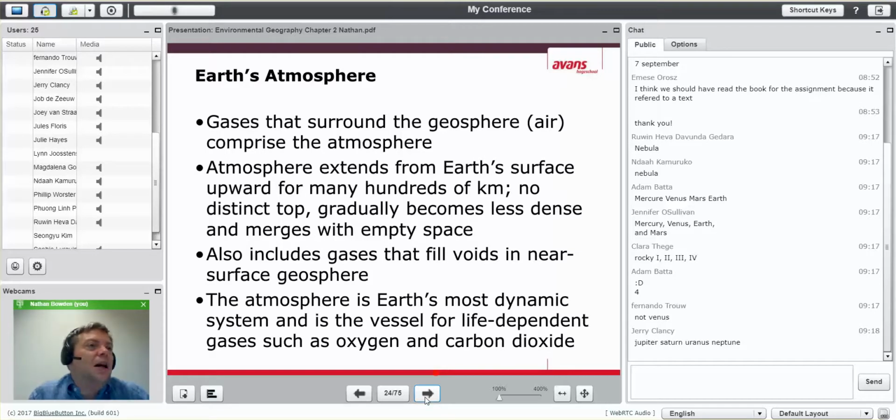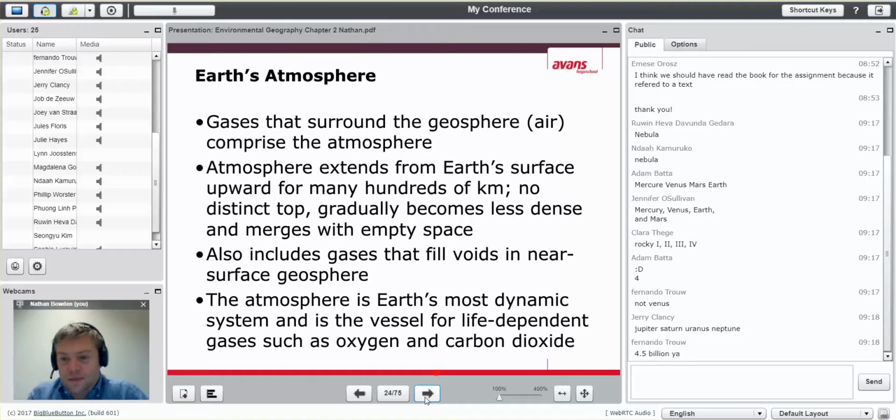Let's see. Our planet was formed how long ago, approximately? Yes, you got it, Fernando. The three major layers are the core, the mantle, and the crust.